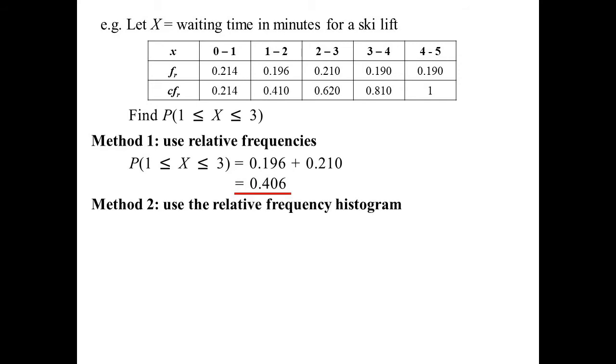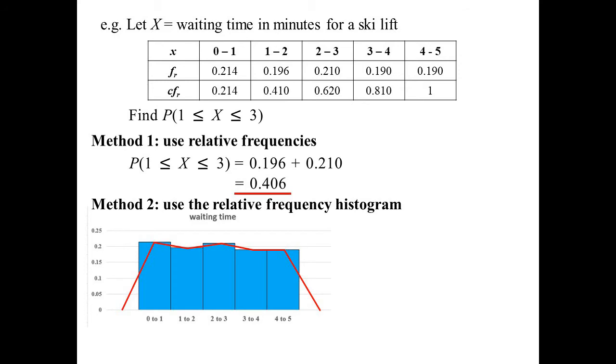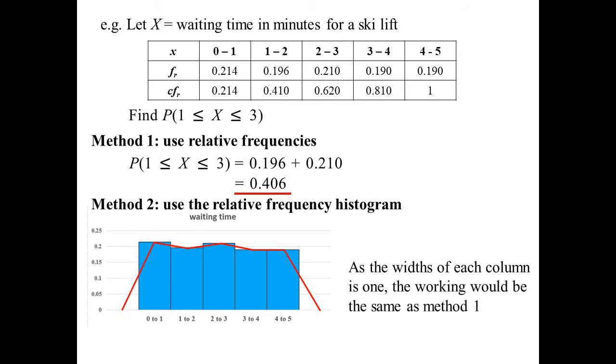I could use the relative frequency histogram. There's the histogram, and I've also drawn the polygon. But in this case, once again, because the width is equal to 1, just as we saw yesterday, it's going to be exactly the same as adding up the probabilities.